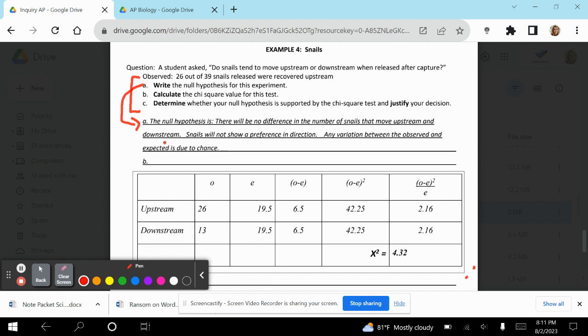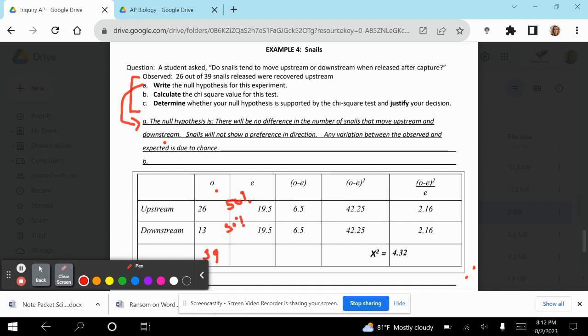Now, we would set up our chi-square table that we see here. We have to remember, again, how to use the formula to figure out the column headings. In this case, if we're assuming they don't have a preference, then when we release them, 50% should have gone upstream and 50% should have gone downstream. My total number of snails was 39. I used these numbers because I want to show you that sometimes in expected, you're going to get a decimal.